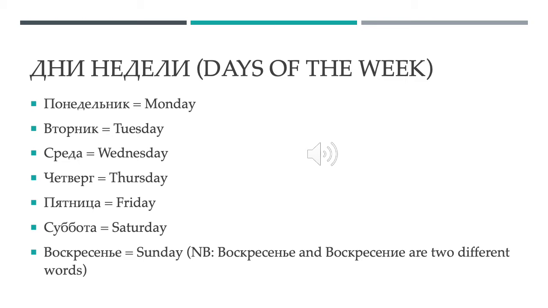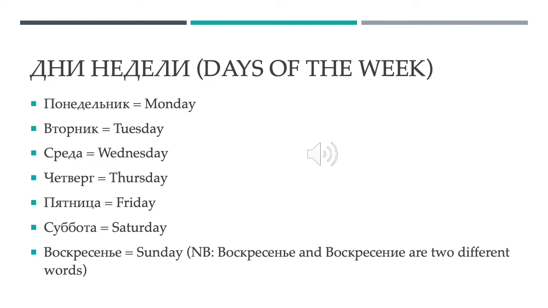Вторник, Tuesday, means the second day, as in второй, the second. Среда, Wednesday, is the middle day. Среда just means medium or median or middle. Четверг, Thursday, is the fourth day, as in четыре or четвертый. Пятница, Friday, is the fifth day, as in пять or пятый. Суббота is Saturday, and it's the Sabbath. You see, it literally is the Sabbath. Суббота is exactly the same word as Sabbath.